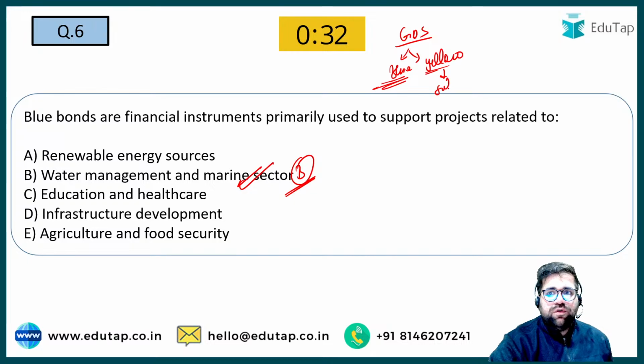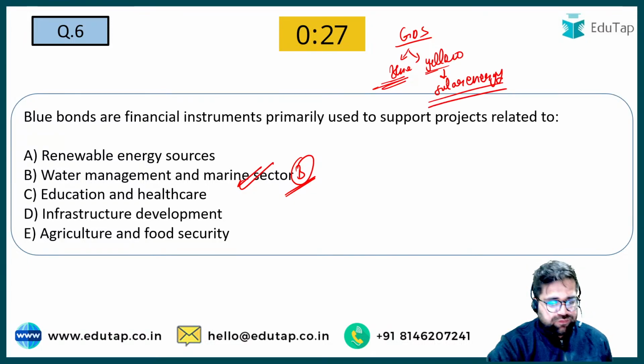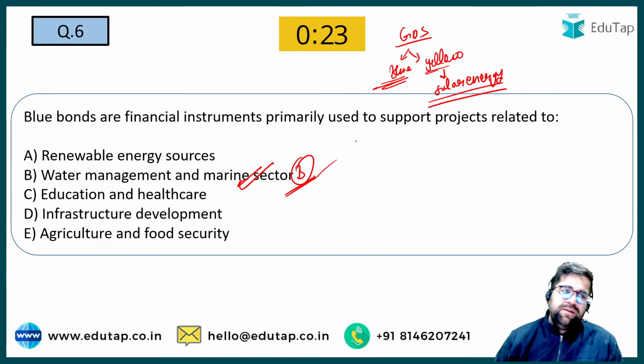Yellow bonds are used for promoting solar energy. So the correct answer over here will be option number B.